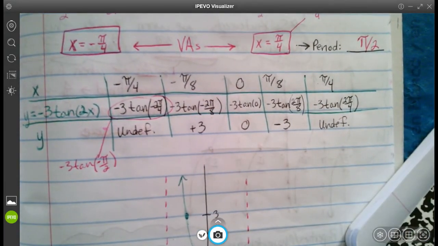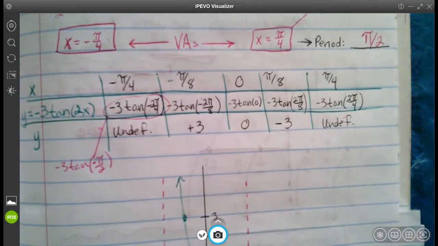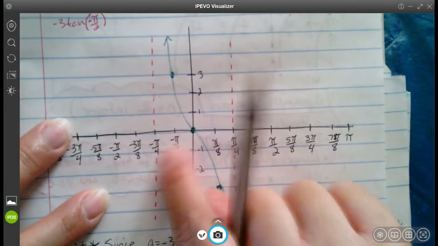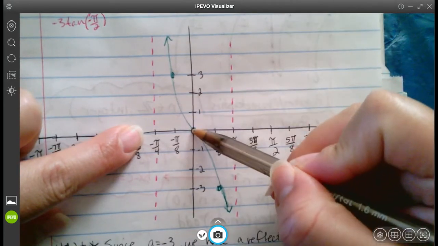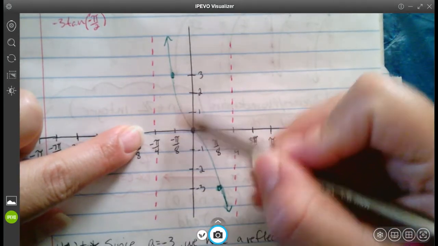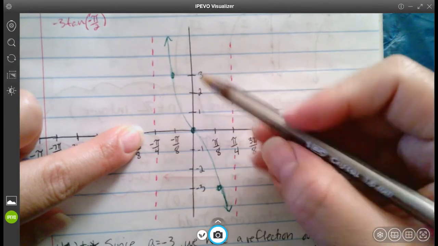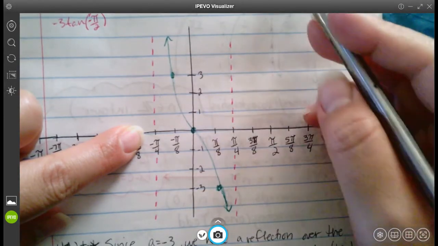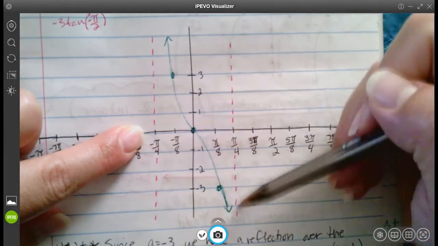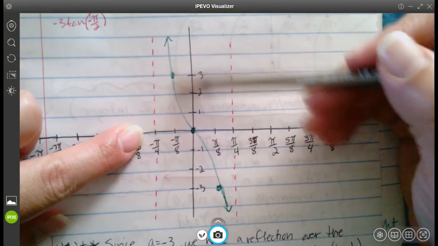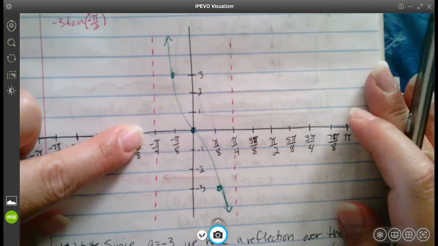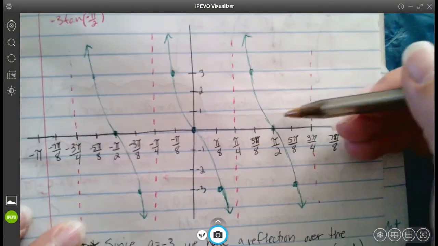So we can go ahead and use those values to plot our graph. The first thing you want to plot are the asymptotes, so negative pi fourths and pi fourths. There we go. Okay, and we have an intercept at 0, 0. We have a point at negative pi eighths, 3, and a point at pi eighths, -3. And this seems to make sense because, well, this was a reflection, yeah? So this graph should be the other way. And we could fill in the rest. Let's go ahead and do that real quick.